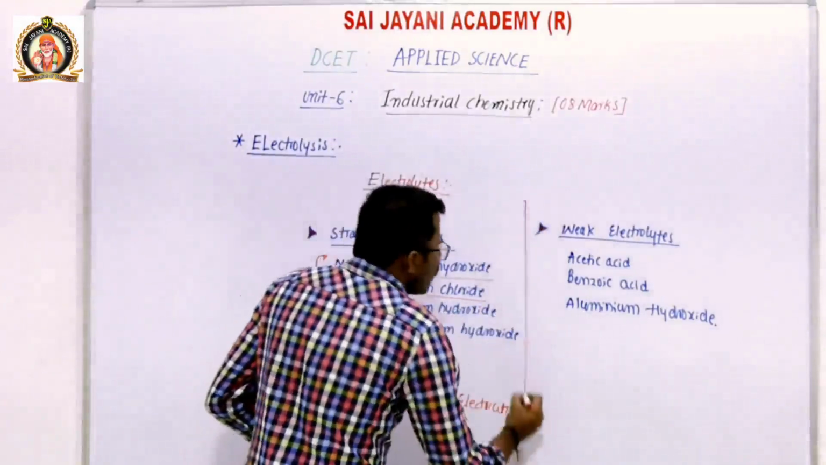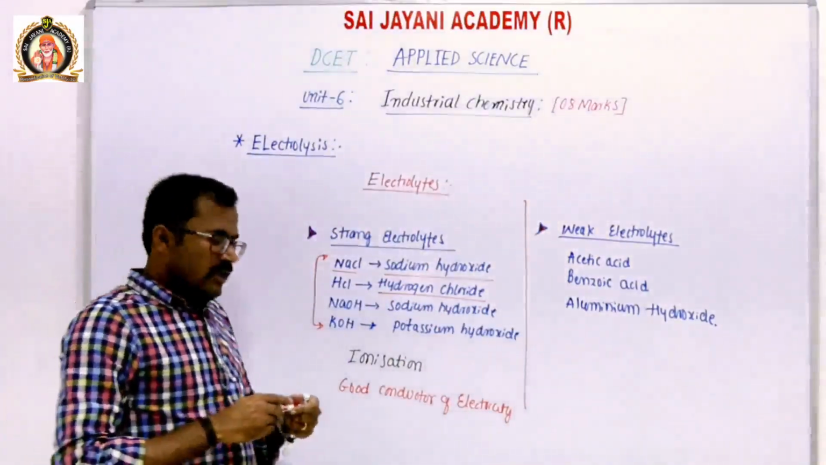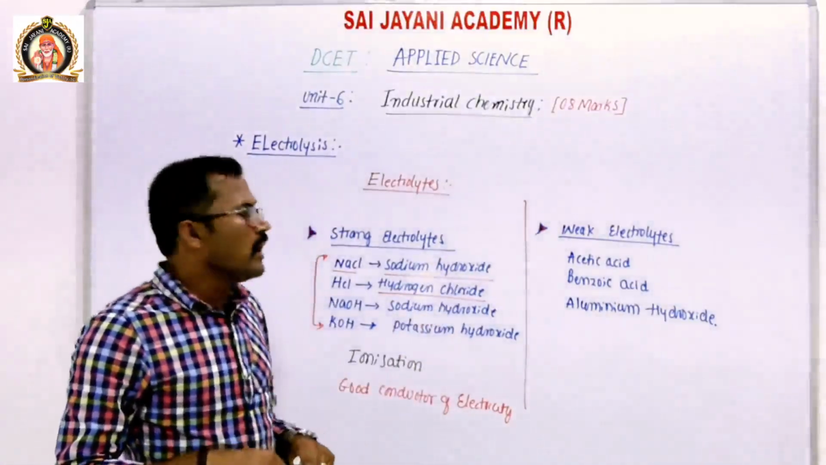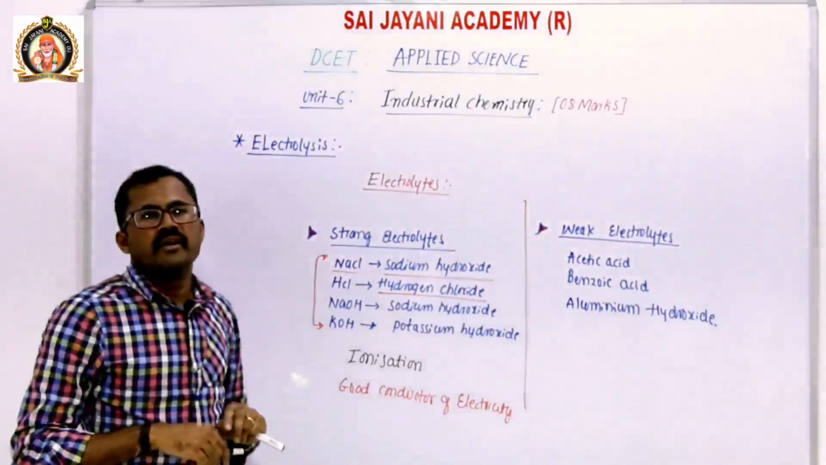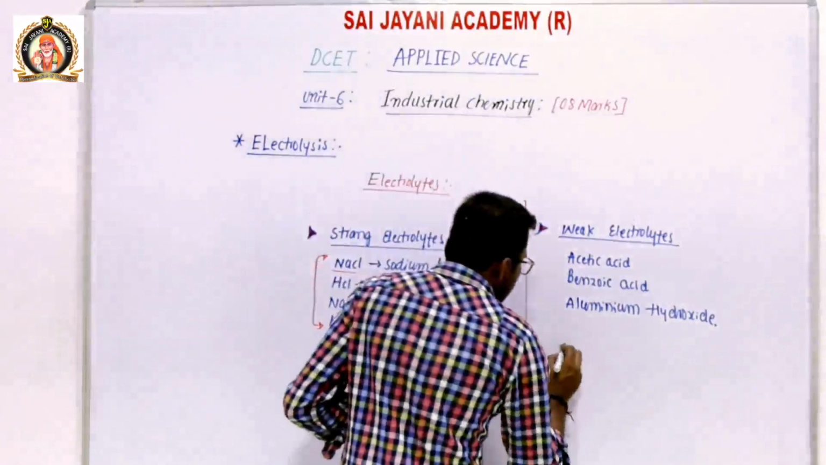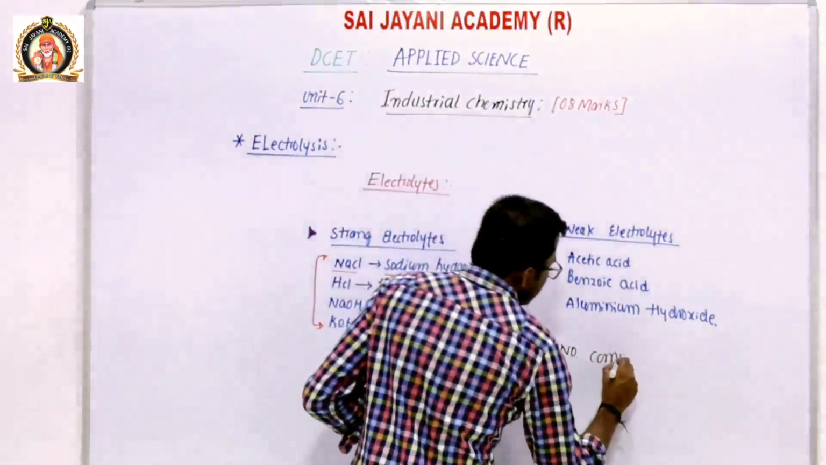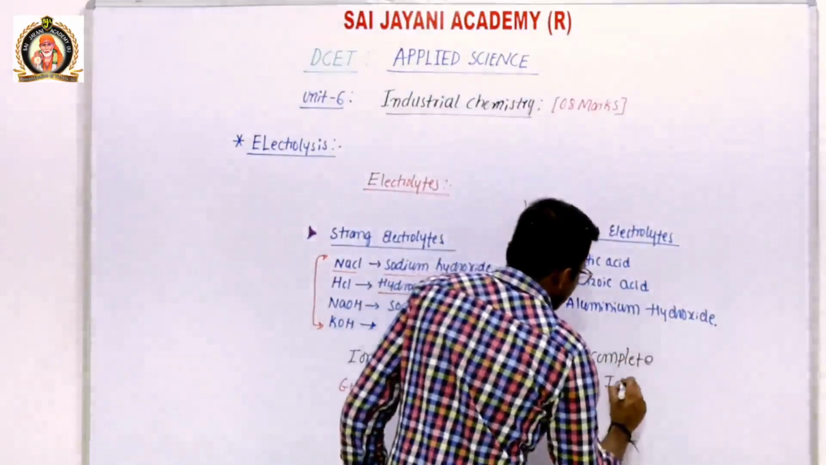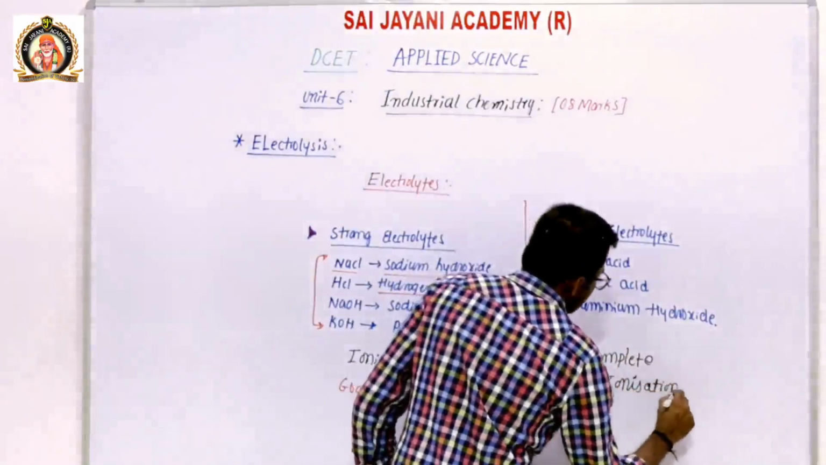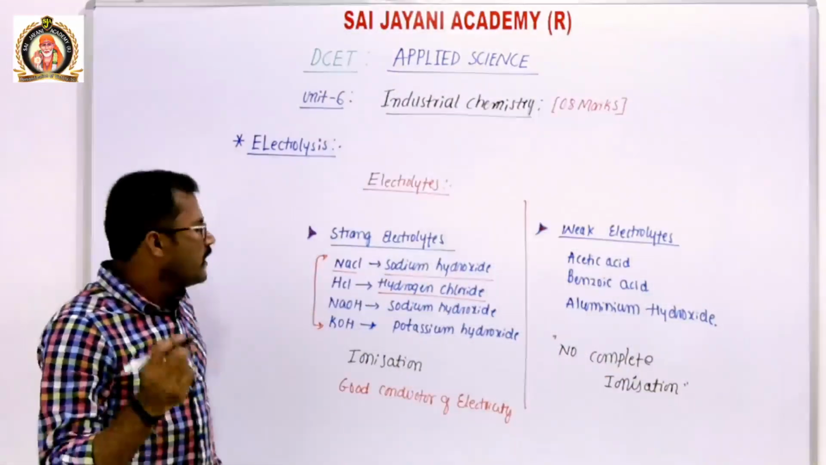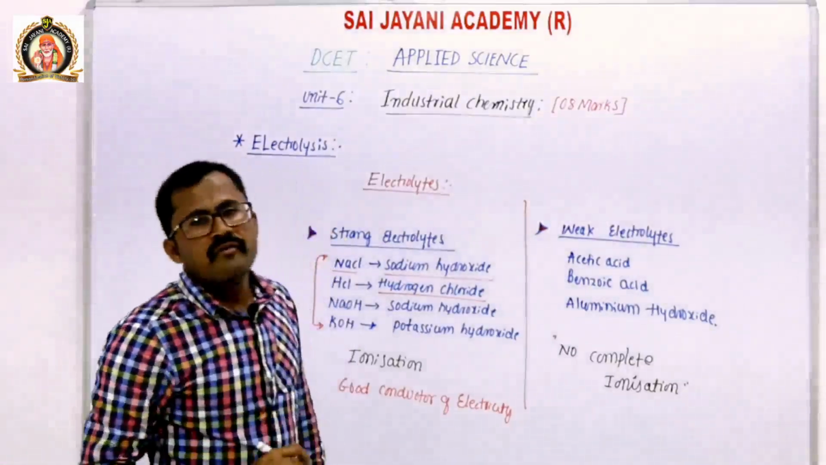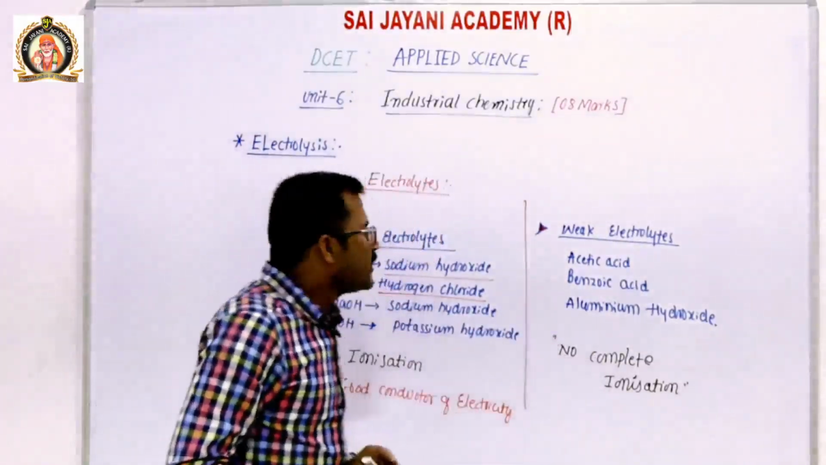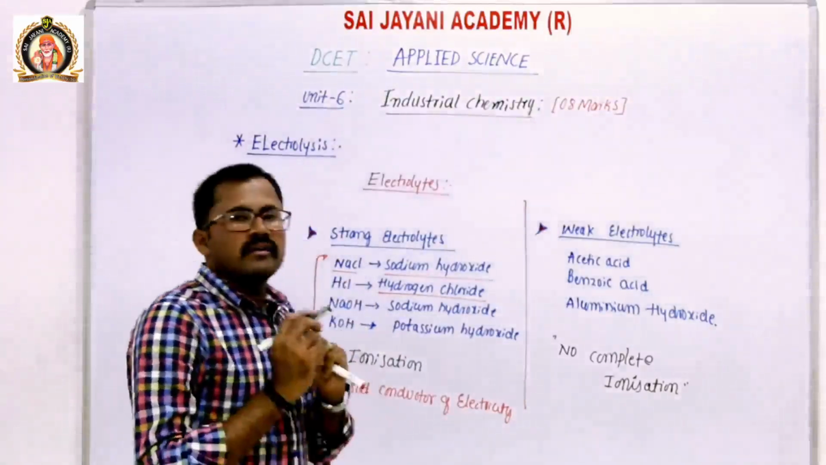So what are weak electrolytes? Weak electrolytes are substances which do not conduct electricity well, and there is no complete ionization. They are not good conductors of electricity. Compared to strong electrolytes, weak electrolytes are not strong conductors of electricity.